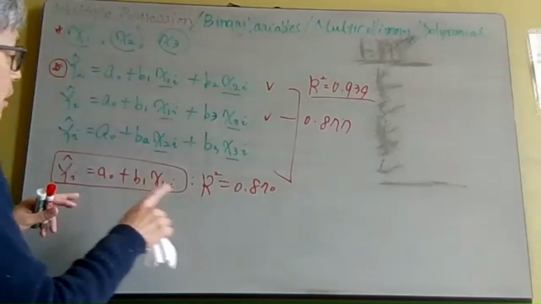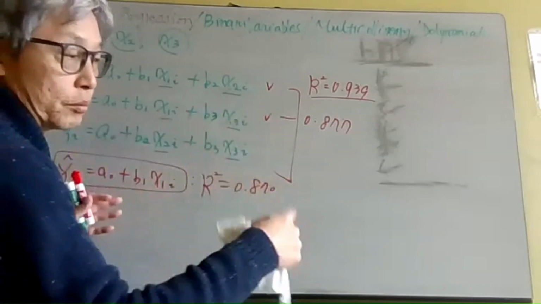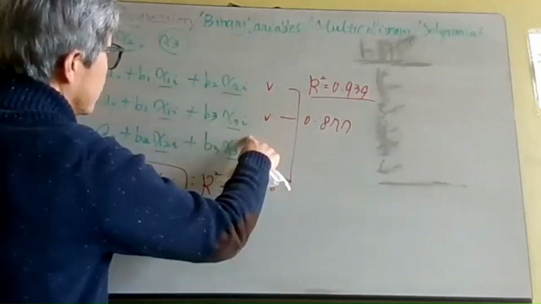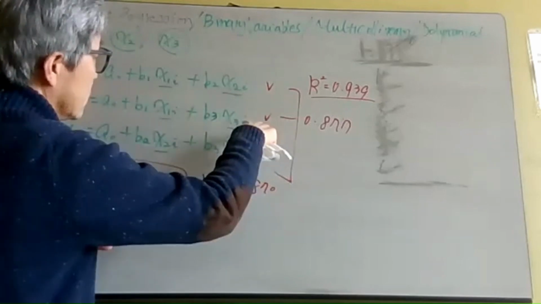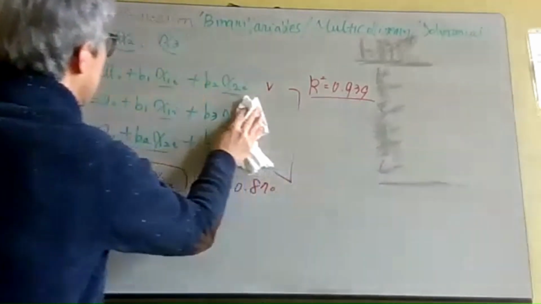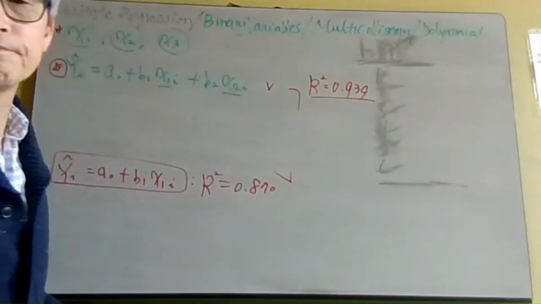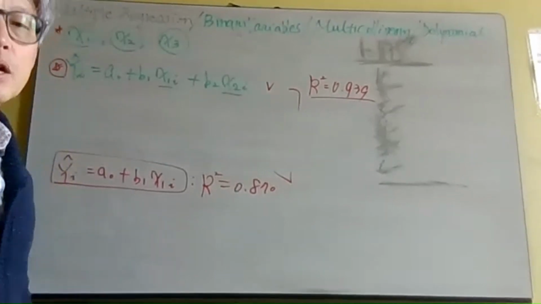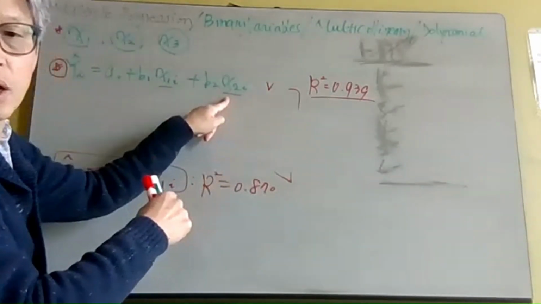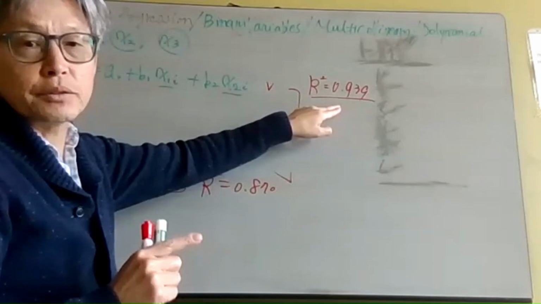Thing is, if you add independent variables to the model, you're going to have more independent variables, and that increases your R-squared values. However, between these two, these models have the same number of independent variables. So the first one has the highest R-squared value. So this model using X1 and X2 accounts for 93.9% of the variation in response values of Y.